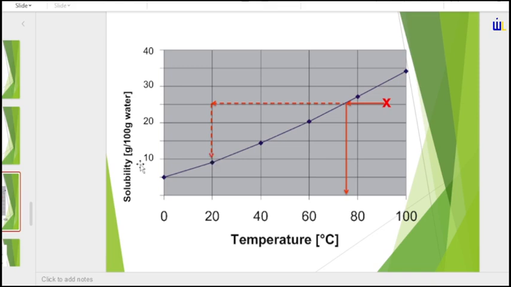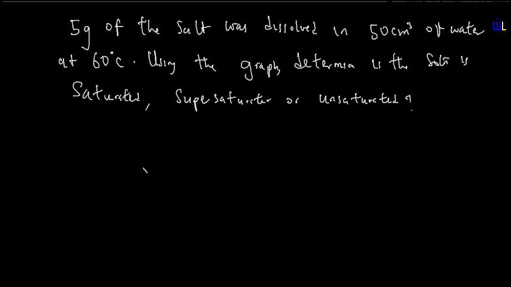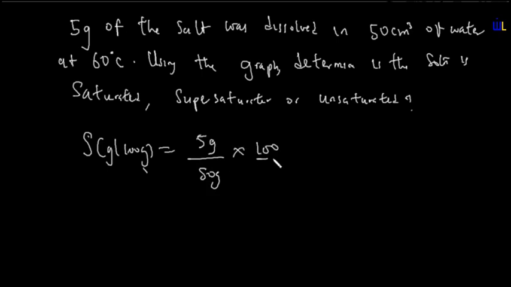Very good. So it means that when you solved it, let's solve it. The solubility on the graph is gram per 100 gram. So we need to solve this so it will be gram per 100 gram. So that's mass of solute 5 gram divided by mass of solvent 50 gram times 100 over 1. If you do this, this is 2. So this is going to be what? 10 gram per 100 gram at 60 degrees.